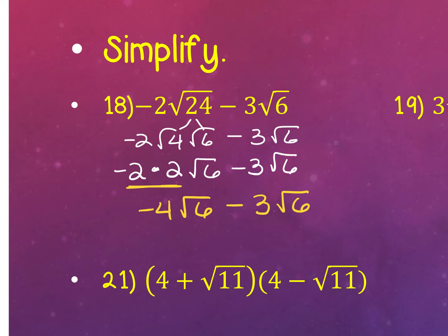Now I have exactly the same number under the radical. Now I can deal with those coefficients. So negative 4 minus 3 gives me negative 7 square root 6 as my final answer. Number 19, I'm going to need to do exactly the same thing. I'm going to need to simplify those radicals first.